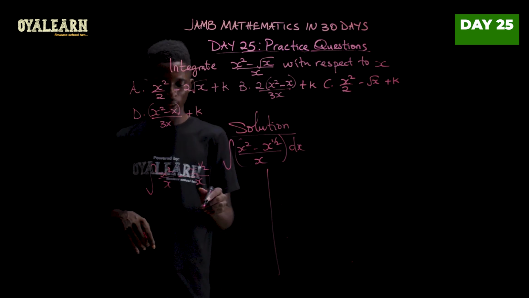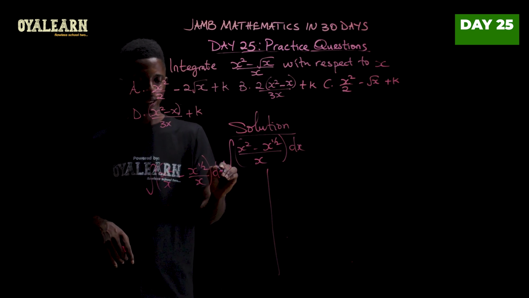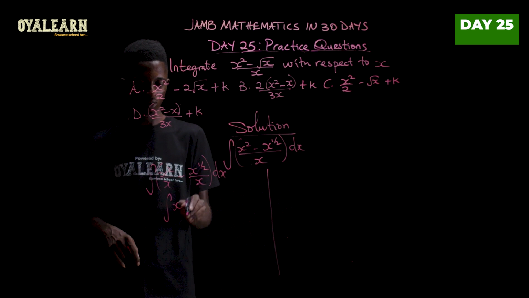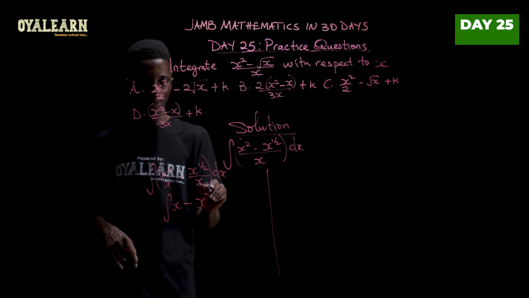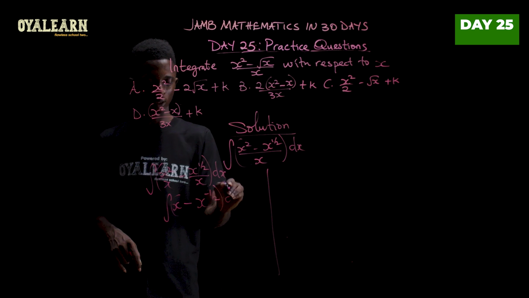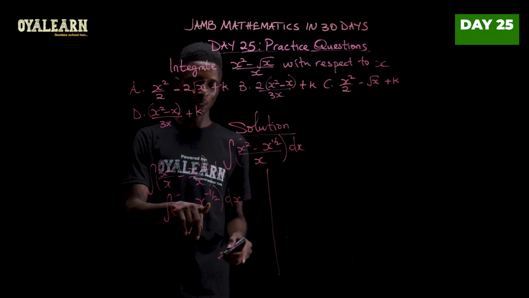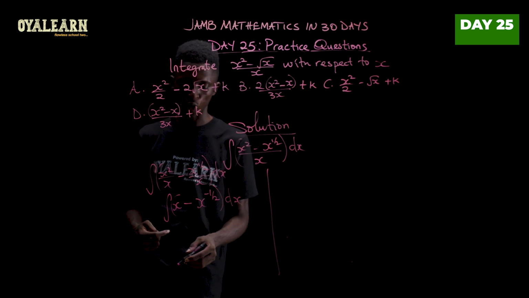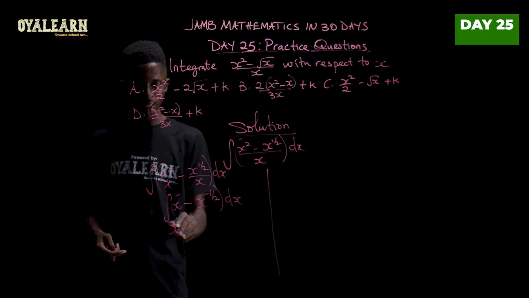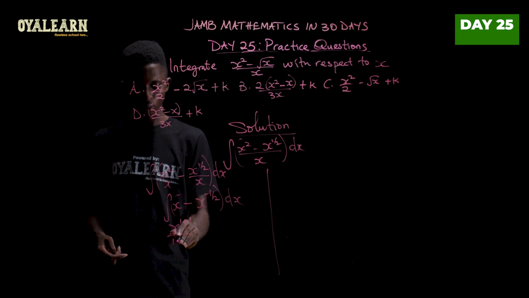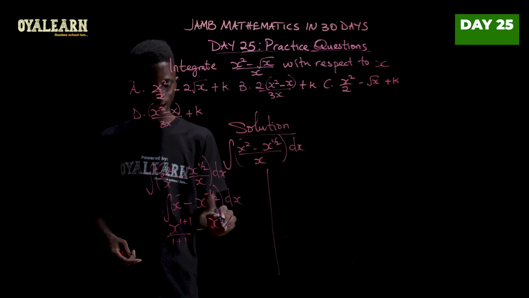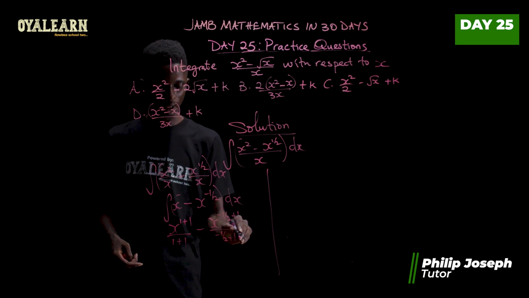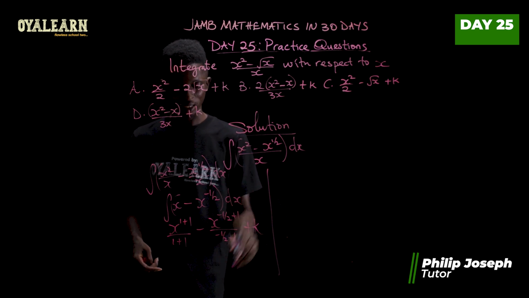So now what do we get from here? Remember, we are still doing this with respect to x. So from here we see that we'll have integral x, because x cancels this, minus this one will now give you x raised to the power minus half all dx. Now if this were minus 1, this part would have been ln x, but it's minus half, so we can go on to integrate applying the normal integration rule. So from here we would have x to the power 1 plus 1 over 1 plus 1 minus x raised to the power minus half plus 1 over minus half plus 1. All of these plus constant k.